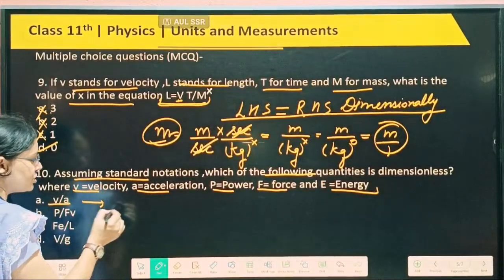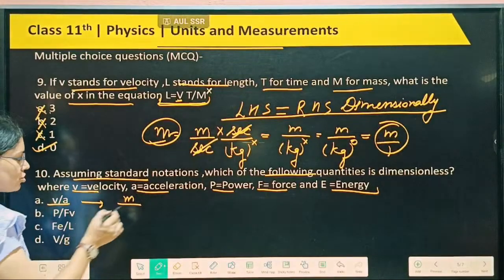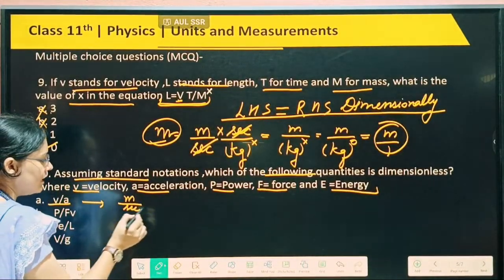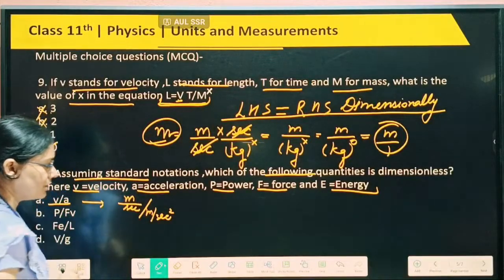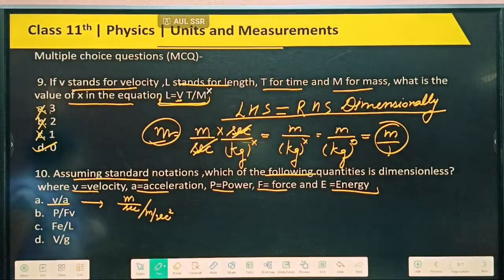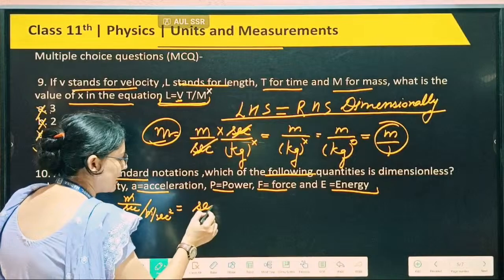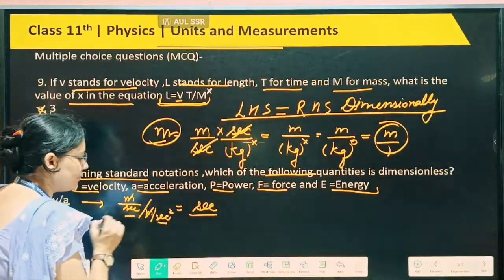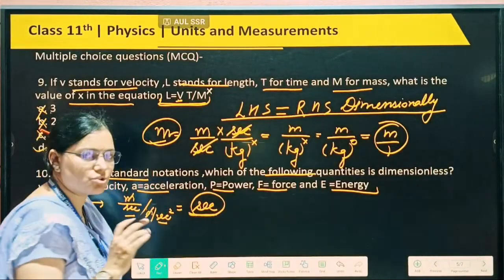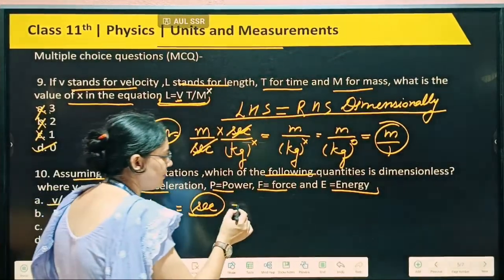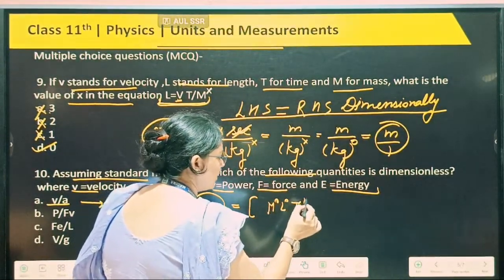Velocity divided by acceleration. Velocity is meter per second, divided by acceleration, meter per second square. Is it dimensionless? No, meter and meter cancel out, then only second is left. Yes or no? You solve this, beta, it becomes second. Second is a time unit, so this one is not dimensionless. Its dimension will be M0 L0 T1.